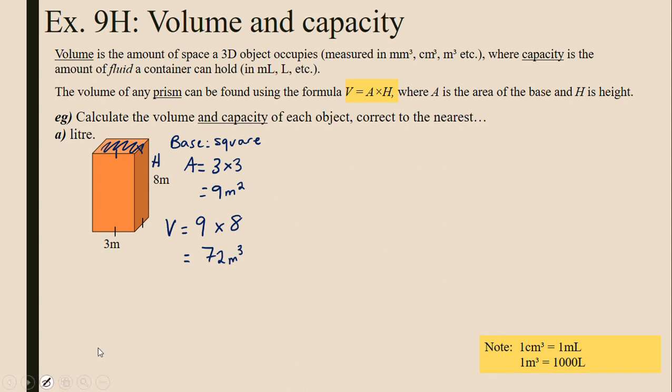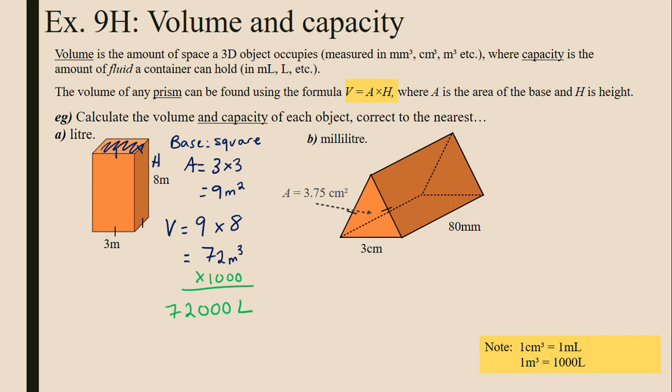To find the capacity, as a little added extra, 1 meter cubed is the same as 1,000 liters. So what that means is that for every 1 meter cubed, I'm going to have 1,000 liters. If I multiply this by 1,000, I will get 72,000 liters, which is a very large rectangular prism. Okay, so we calculate the volume and then convert capacity if need be.